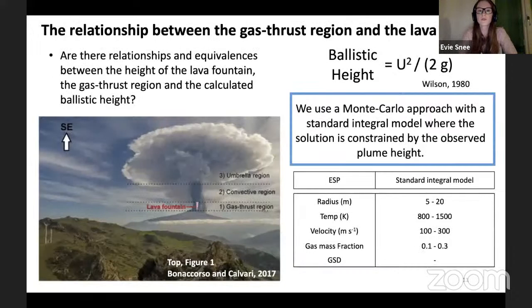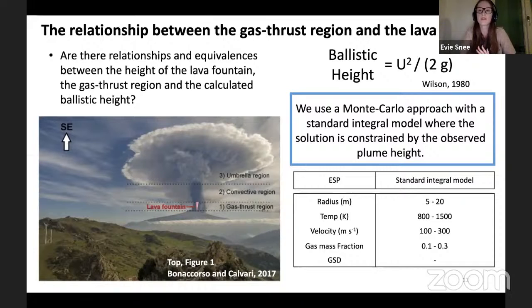The first thing we want to investigate with the standard integral model is the relationship between the gas-flushed region and the lava fountain. We want to determine if there are any relationships or equivalences between the height of the lava fountain, the gas-flushed region, and the calculated ballistic height. The reason is that there's been some confusion about what is equivalent to each other and the relationship between these three heights. So I've listed the ballistic height here, and we will be comparing this to heights of the gas-flushed region and of the lava fountain itself.